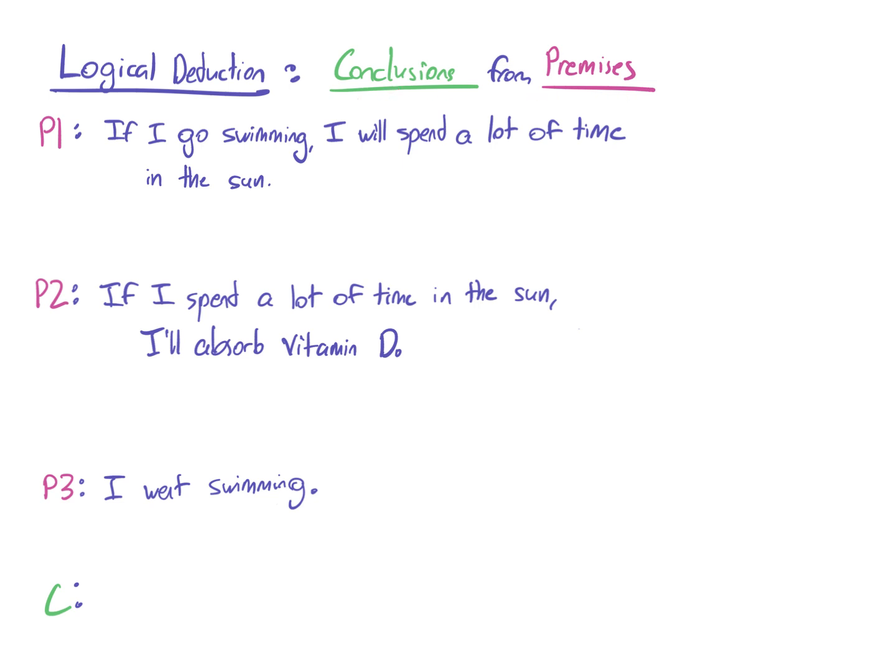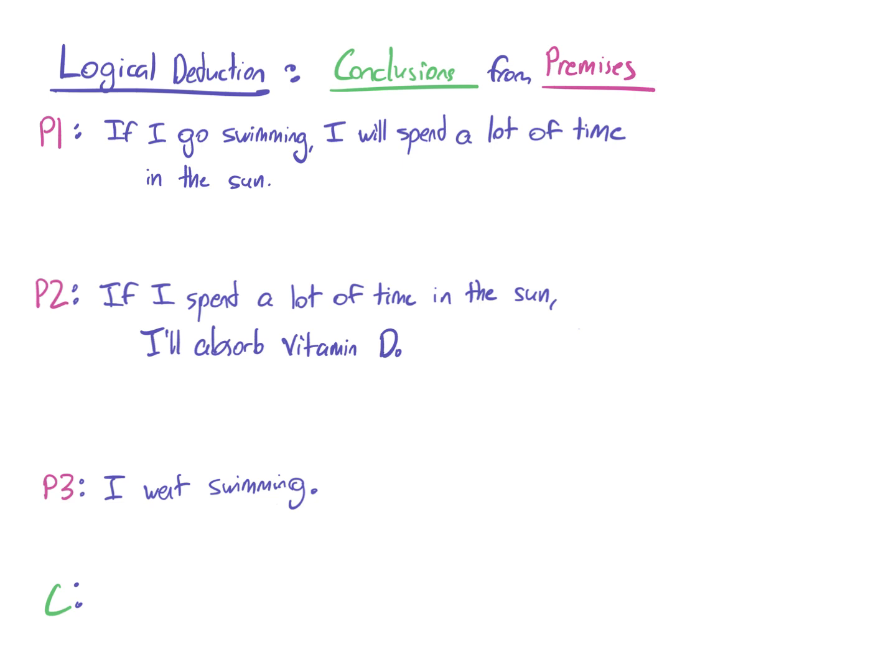So we are familiar with logical deduction from just how we reason about the world in everyday English. So here's a quick example of a deduction. Premise one, if you will: if I go swimming, so we're starting with an implication, I will spend a lot of time in the sun. Okay, fine so far. If I spend a lot of time in the sun, I'll absorb vitamin D. That's my second premise. Then premise three: I did in fact go swimming. That happened. Okay, so what follows from these three statements?